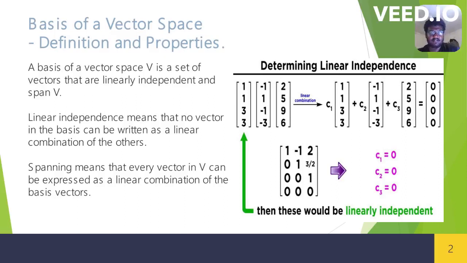Basis of a vector space: definition and properties. A basis of a vector space V is a set of vectors that are linearly independent and span V. Linear independence means that no vector in the basis can be written as a linear combination of the others. Spanning means that every vector in V can be expressed as a linear combination of the basis vectors.